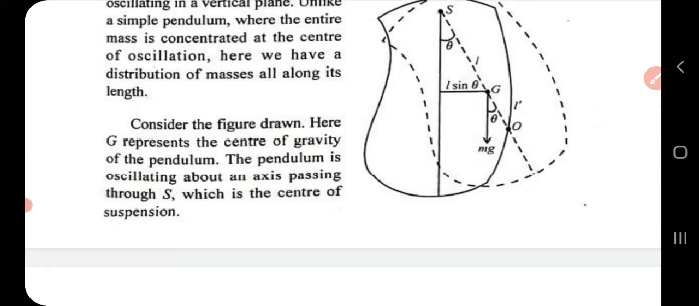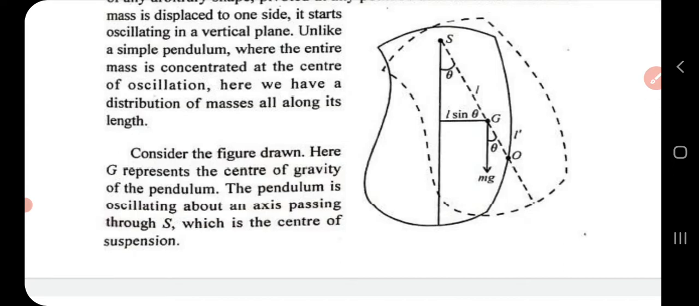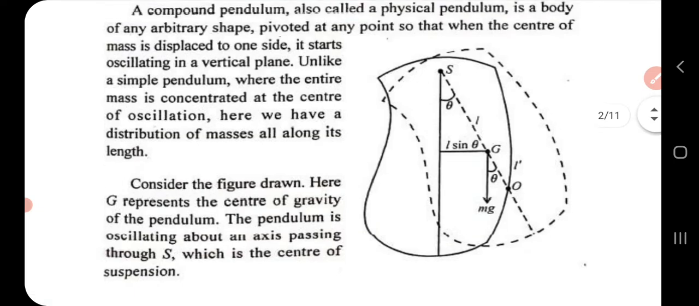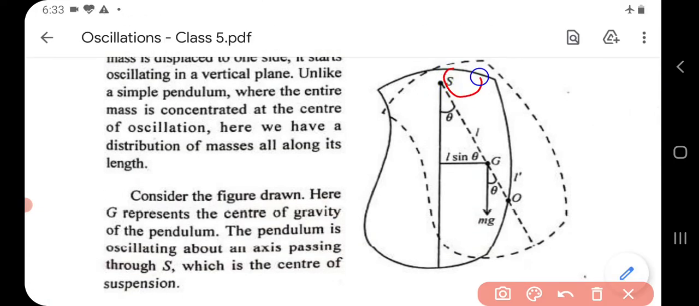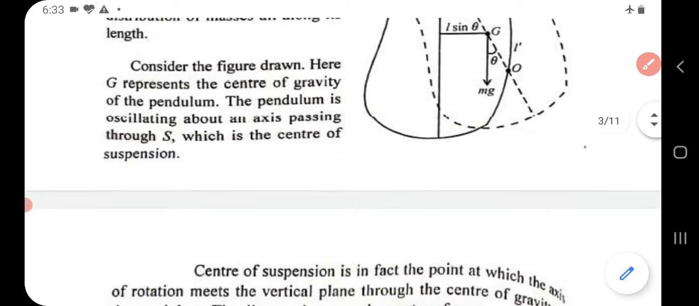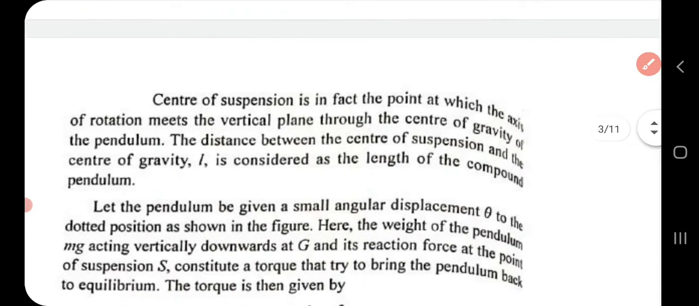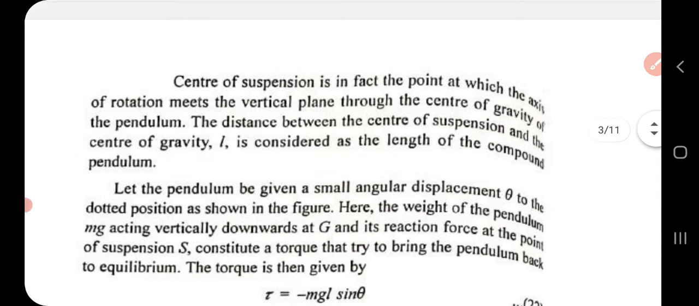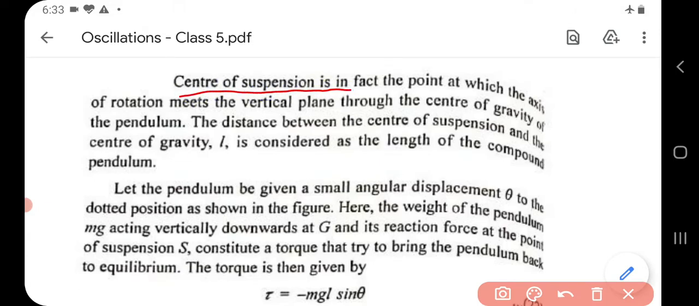Now, consider the figure drawn here. In the figure, G represents the center of gravity. The pendulum is oscillating about an axis passing through S. S is the center of suspension, and this is the center of gravity. Now, what is the definition of the center of suspension? It is the point at which the axis of rotation meets the vertical plane through the center of gravity of the pendulum. That is the definition of the center of suspension.